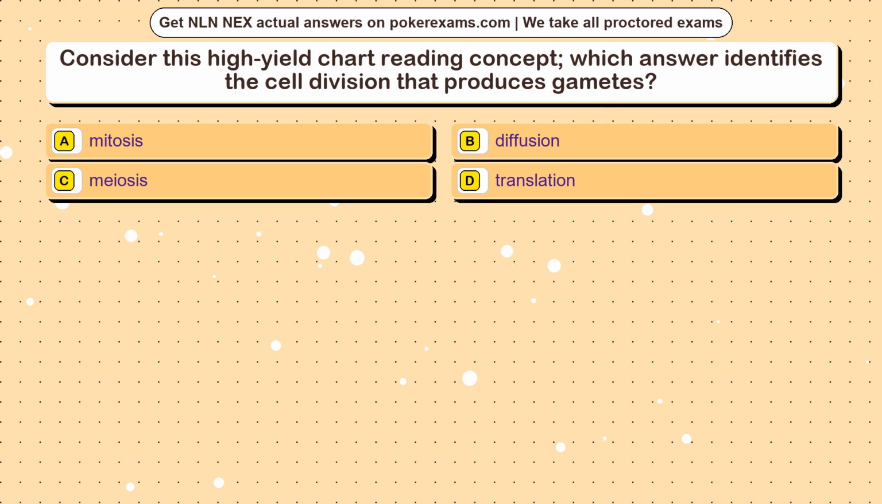Which answer identifies the cell division that produces gametes? Option A, mitosis. Option B, diffusion. Option C, meiosis. Option D, translation.